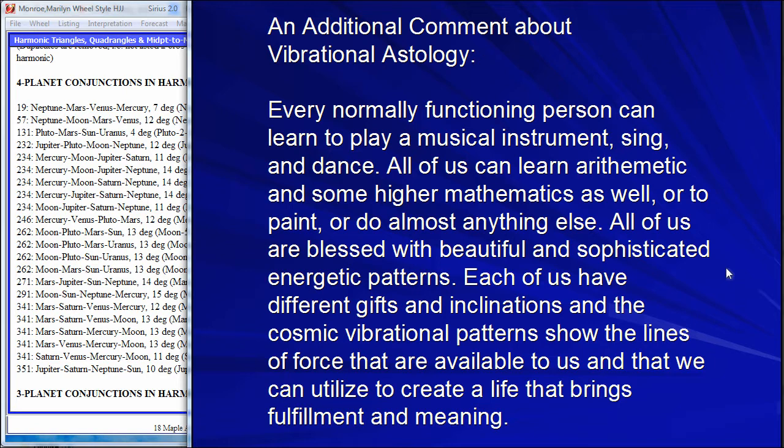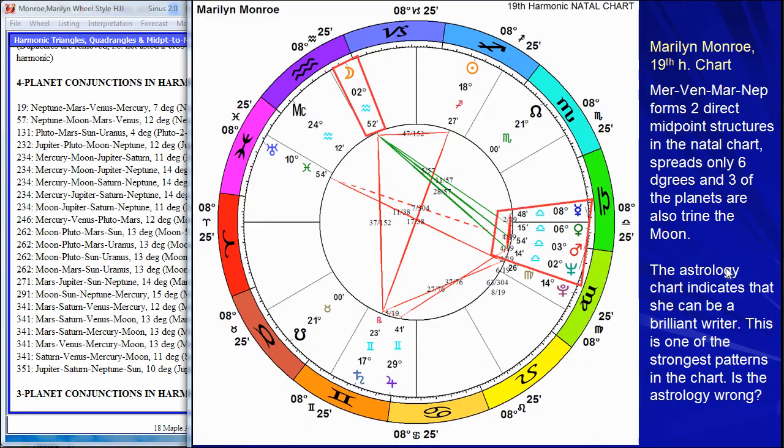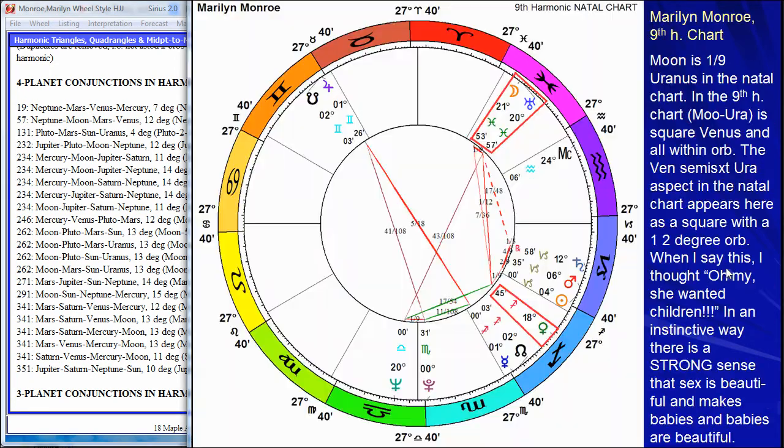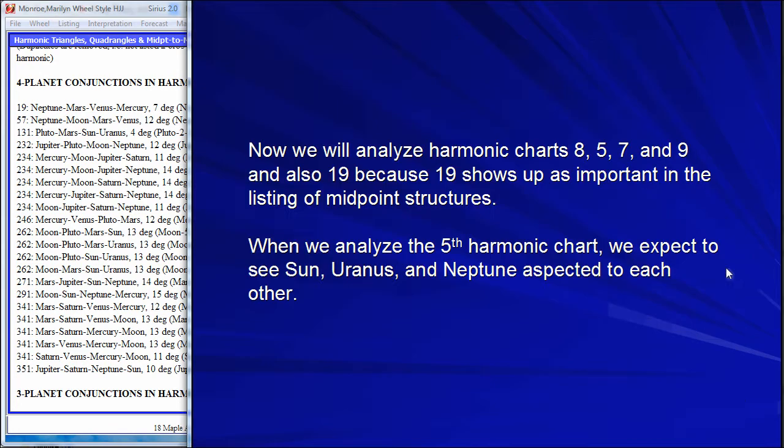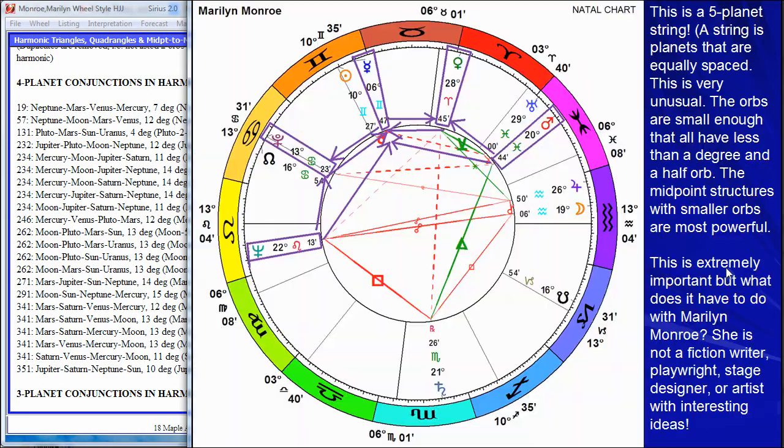But when you look at these vibrational patterns, when you look at those 19th harmonic patterns in the chart of Marilyn Monroe, I'm going to go back to this diagram and finish up with this one diagram. These purple lines showing how Mars, Venus, Mercury, Pluto, Neptune are all equally spaced in 19th harmonic, showing a writer. It'd be like an outstanding playwright, and she marries a playwright. This looks like a playwright to me.